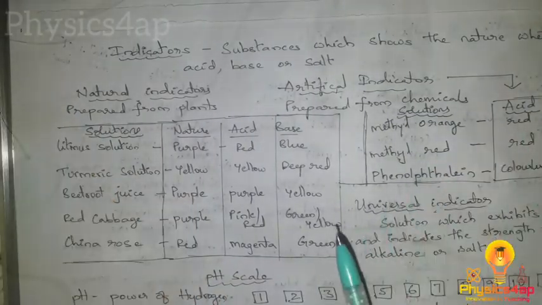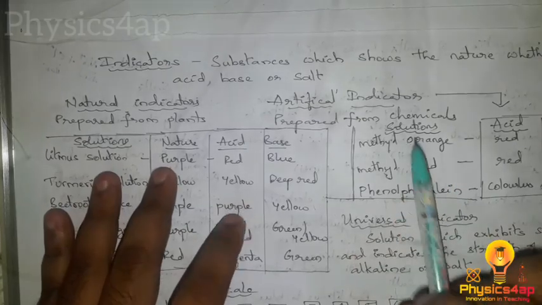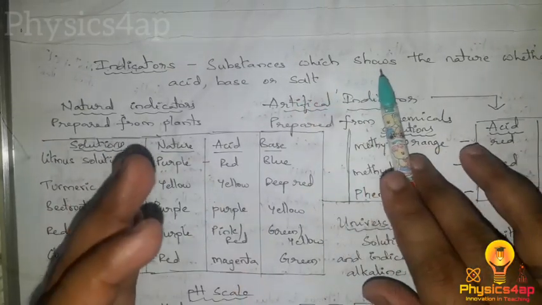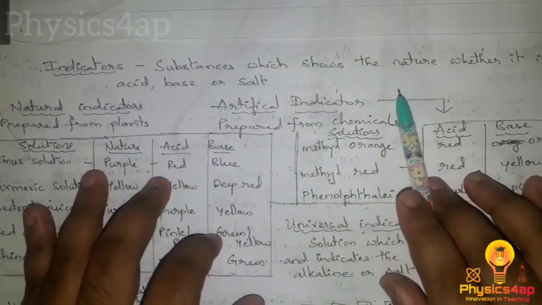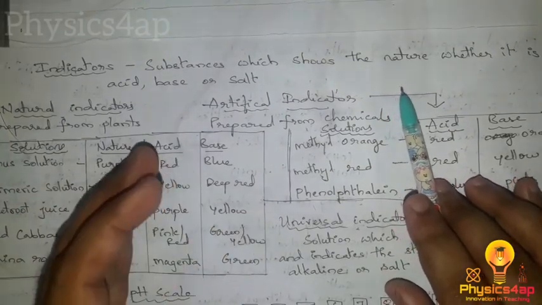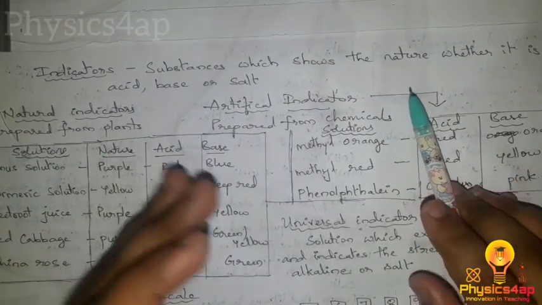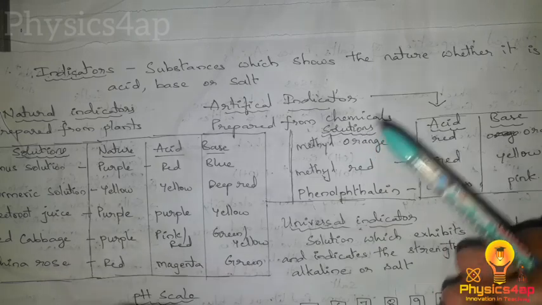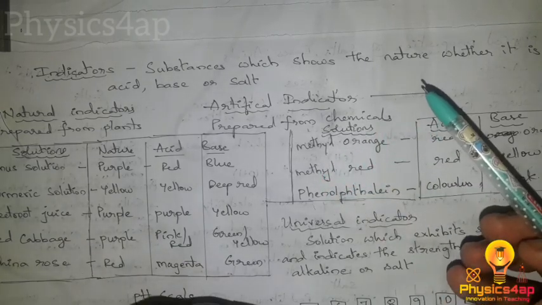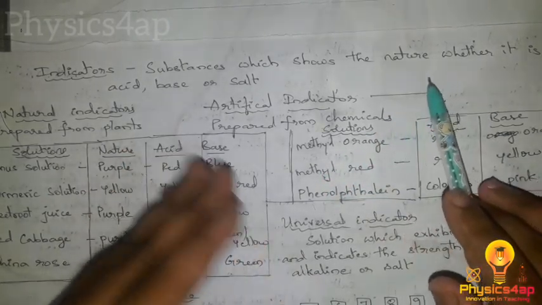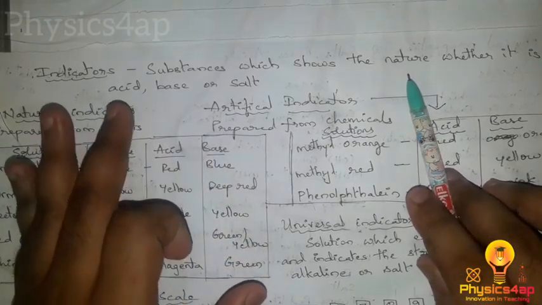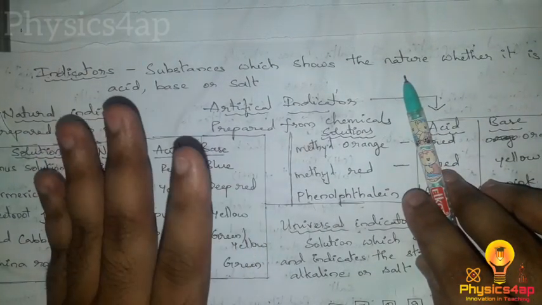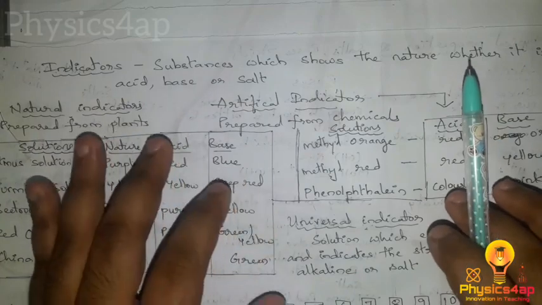And now we will be discussing the indicators. Indicators are substances which show whether something is an acid, a base or a salt. An indicator is a substance which is prepared naturally or artificially, and it tells us the nature of the substance, whether it is an acid, a base or a salt. That is what we call an indicator.